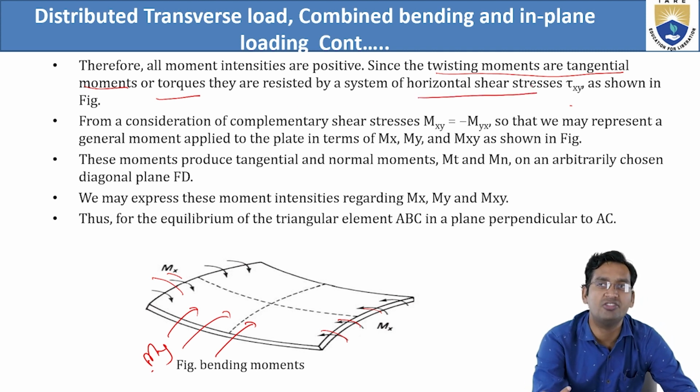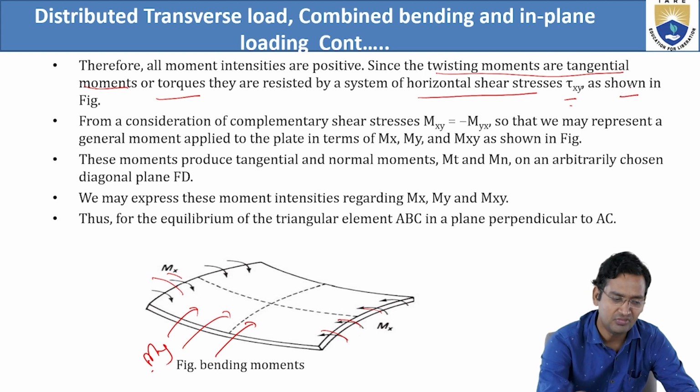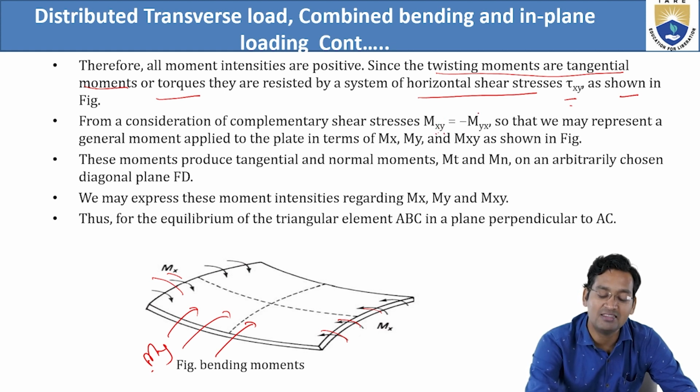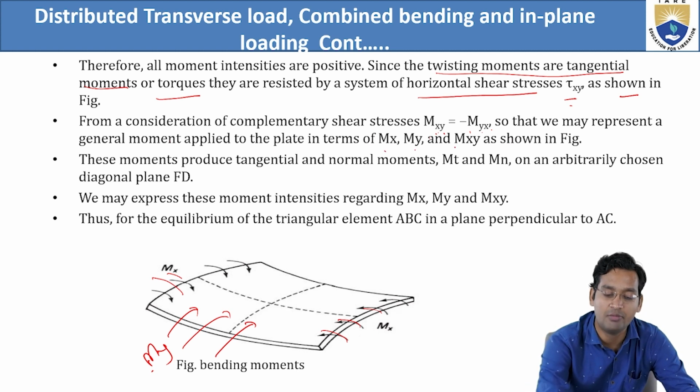So now that torque will be resisted by what? A shear stress along the same plane, meaning tau xy. From a consideration of complementary shear stresses, Mxy should be equal to what? Minus of Myx. So Mx means along the x-axis perpendicular to y, and minus My means along the y-axis perpendicular to x-axis. So according to the sign convention, it's negative, so that we may represent a general moment applied to the plane in terms of Mx, My, and Mxy.